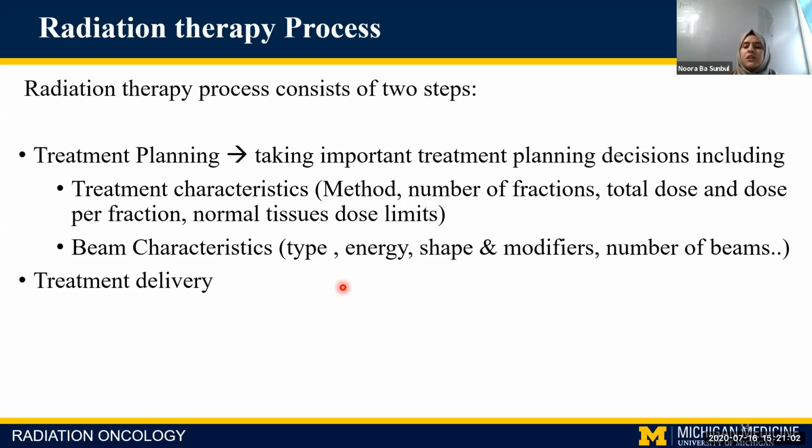It is basically characterized by taking the important treatment planning decisions in order to get a successful treatment. It starts by characterizing your treatment. For example, what method you are going to use, the total number of fractions, the dose per fraction, and the total dose that you intend to deliver to the tumor. Also, what your maximum dose limits to the other normal tissues will be.